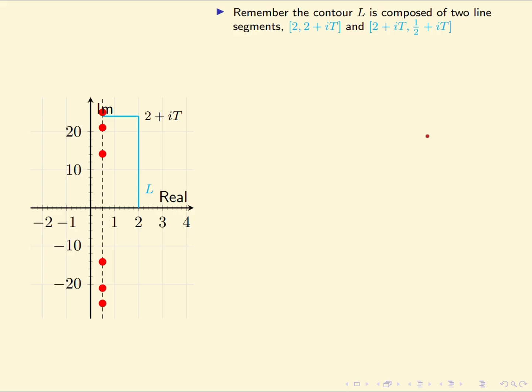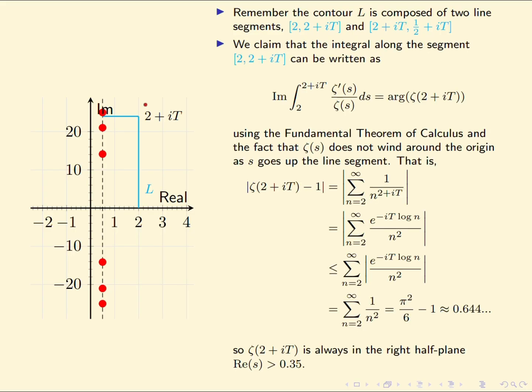And so we're going to start doing some complex analysis. Remember, the contour L is composed of 2 line segments. You start from 2 to 2 plus iT, and then you go from 2 plus iT to 1/2 plus iT. And I'm going to claim that the integral along the segment 2 to 2 plus iT can be written as this. This is what we covered on the last page. The imaginary part of this is the arg of zeta of 2 plus iT.